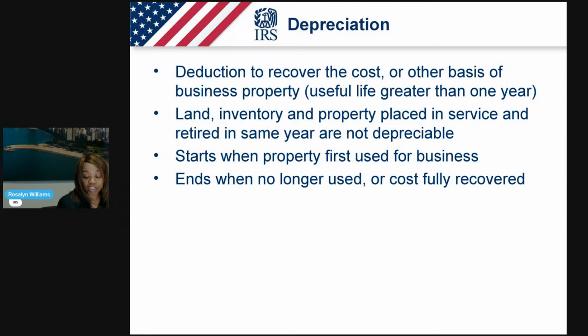Depreciation is the annual deduction allowed to recover the cost or other basis of business or investment property having a useful life substantially beyond the tax year. Depreciation starts when you first use the property in your business or to produce income, and it ends when you take the property out of service, deduct all your deductible costs, or no longer use the property in your business or to produce income. Do not depreciate land, inventory, or property you placed in service and disposed of in the same year.